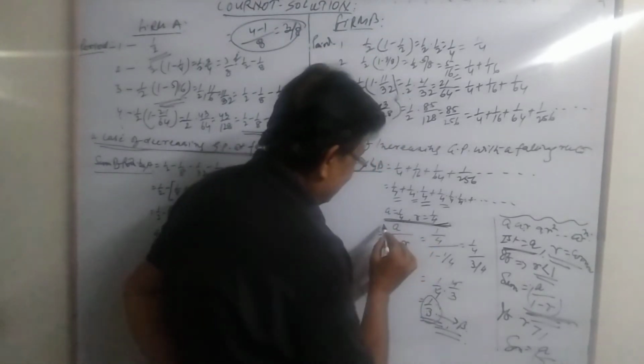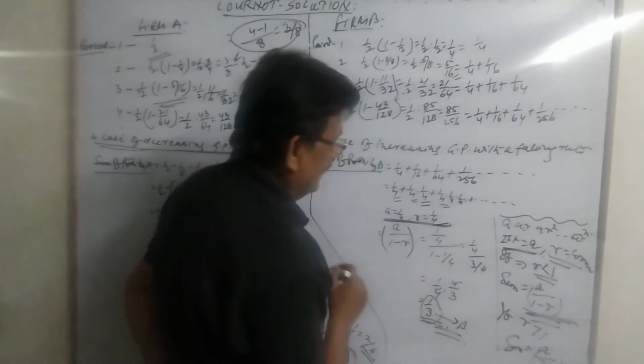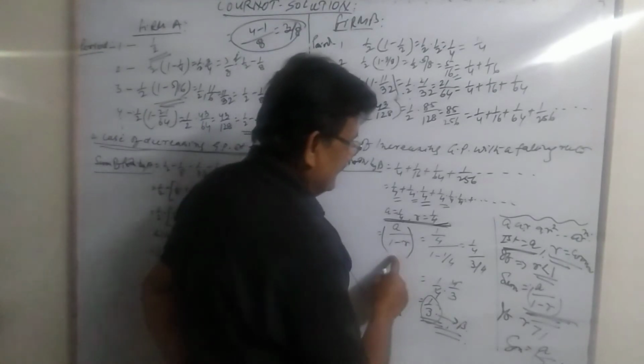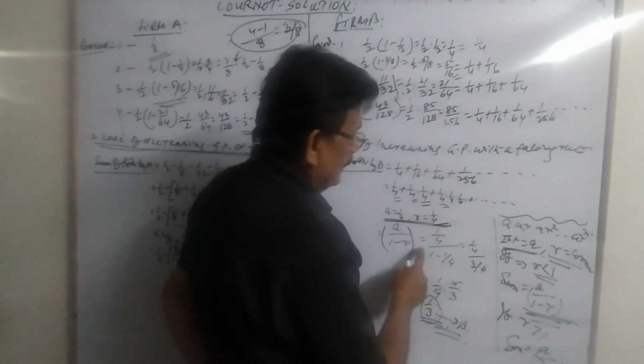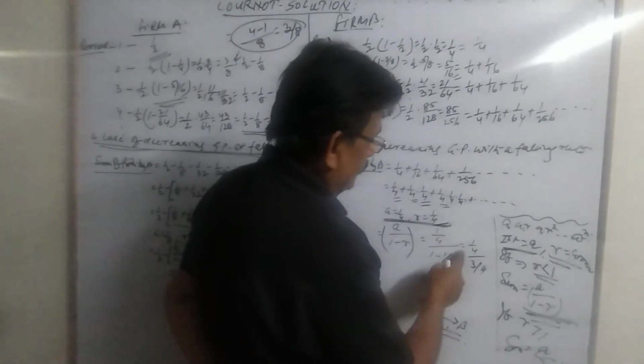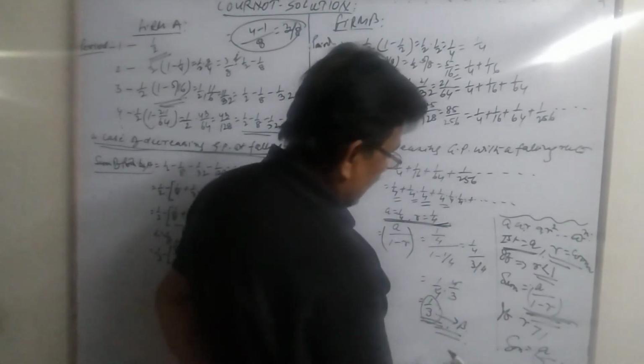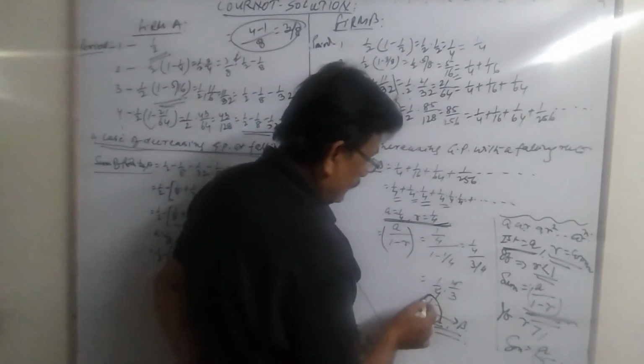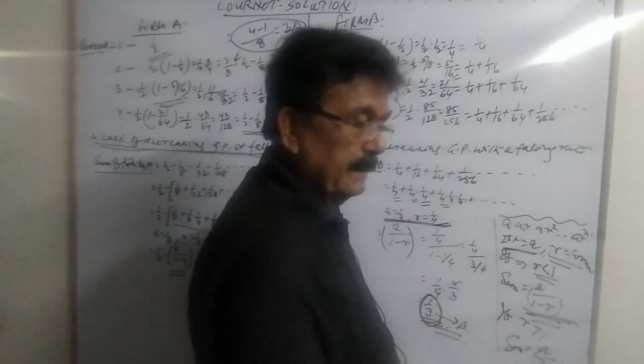Now let us take the summation of all terms: A divided by 1 minus R. A is 1 by 4. And here 1 minus 1 by 4. So 1 by 4 divided by 3 by 4. And once again we get the solution of 1 by 3 for B.